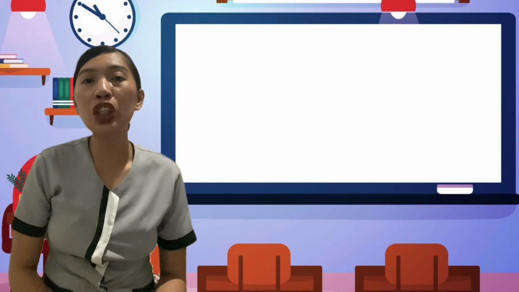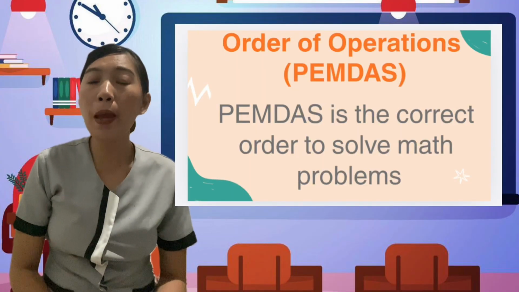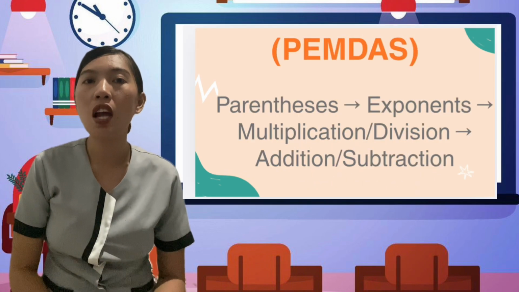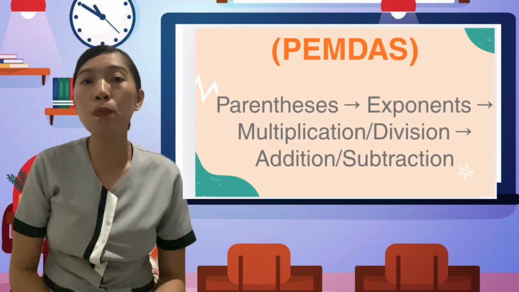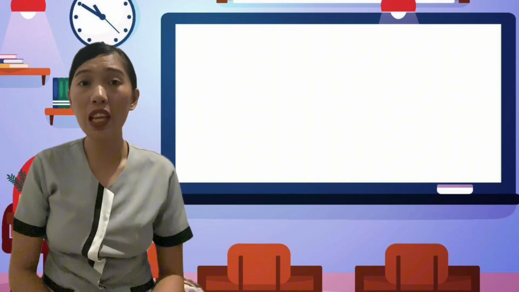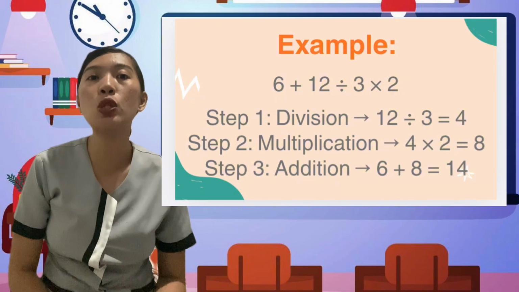Now let's have order of operations, or PEMDAS. PEMDAS is the correct order to solve math problems. Parentheses, exponents, multiplication, division, addition, and subtraction. Example, 6 plus 12 divided by 3 times 2.